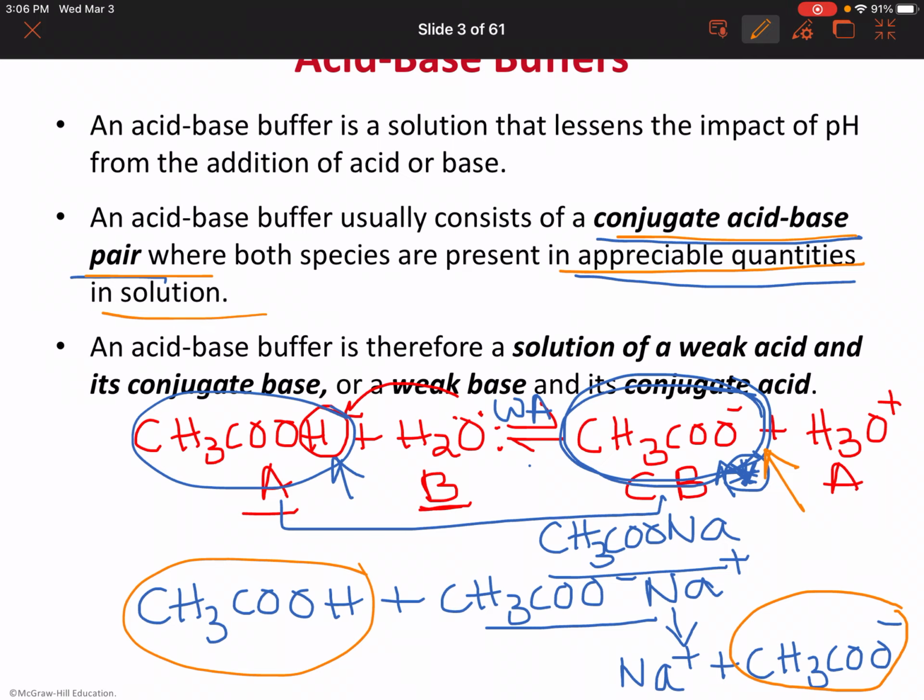So an acid-base buffer is therefore a solution of a weak acid and its conjugate base, or it could be a weak base and its conjugate acid too. So we are using a weak acid or a weak base.